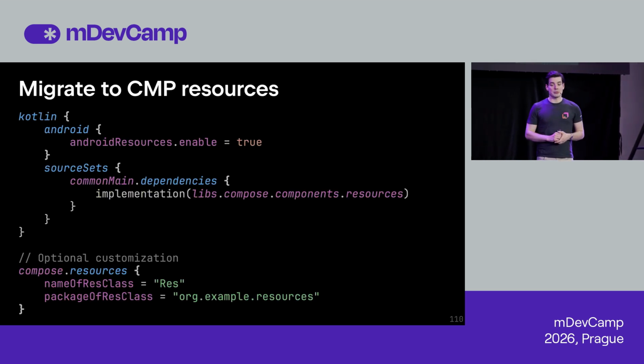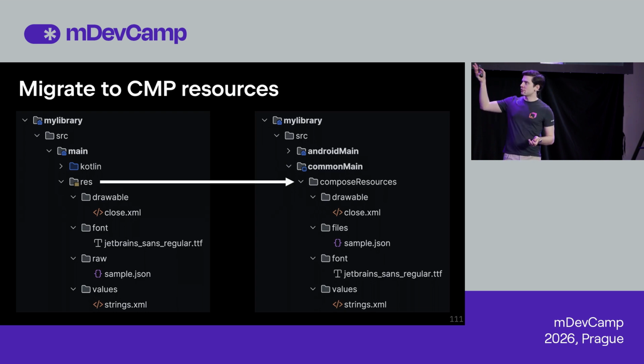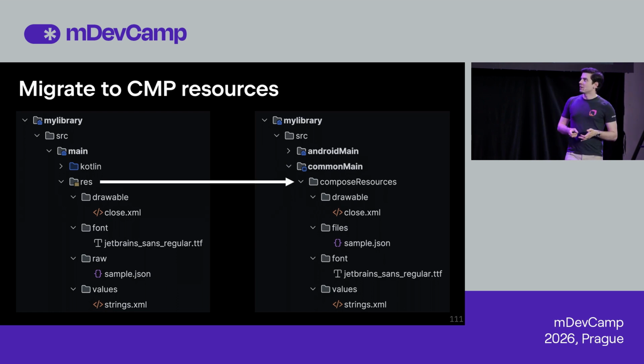Finally, with enabling Compose Multiplatform, you'll want to migrate to Compose Multiplatform resources. So if you used the Android resource system before, for things like strings, drawables, fonts, or maybe just files that you packaged with your application, you can move to using the CMP resource system instead, which can support essentially the same types of resources and then load them with very similar APIs at runtime.